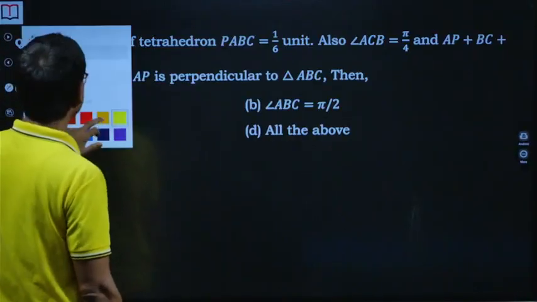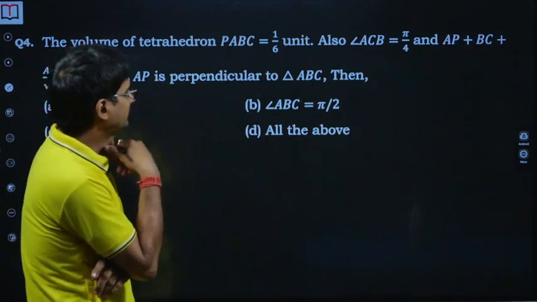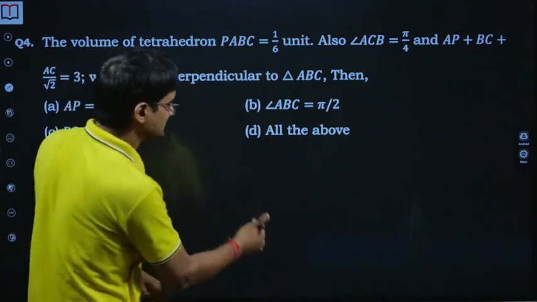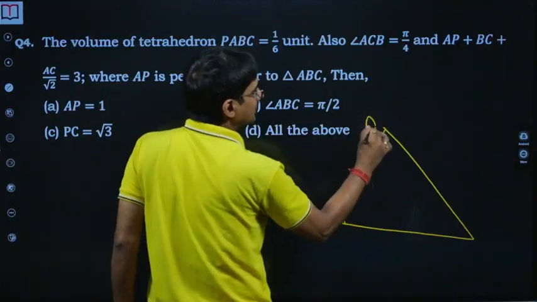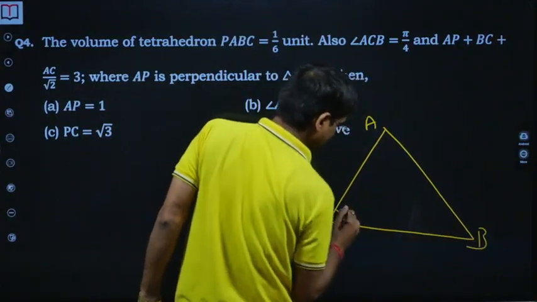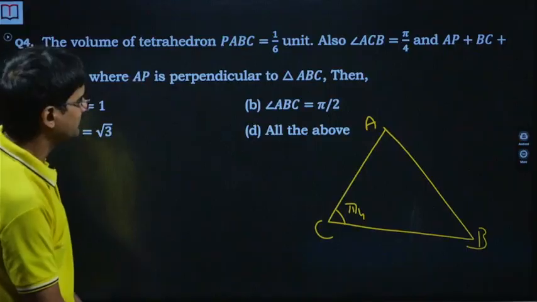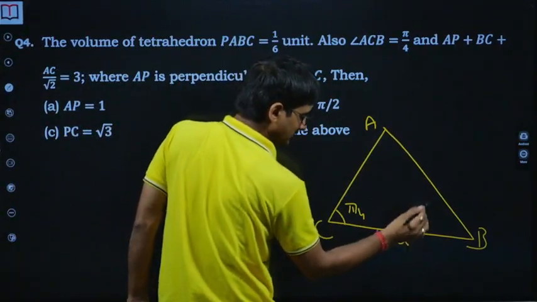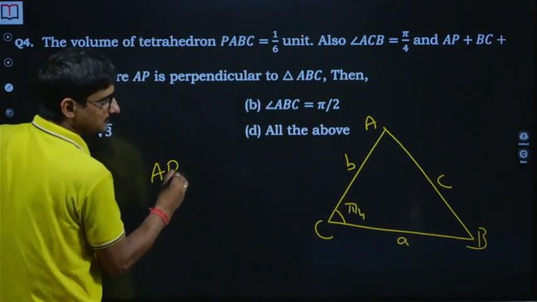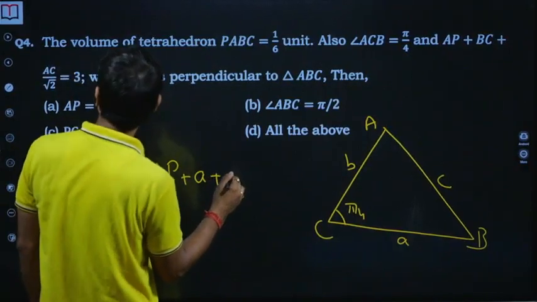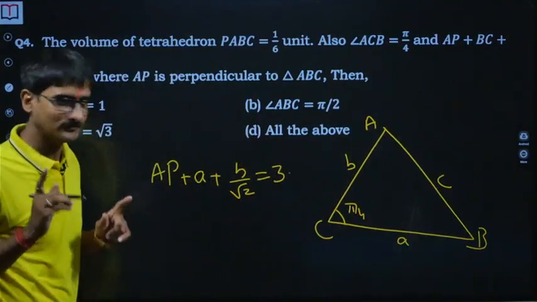So moving quickly to the next one. The fourth one: the volume of tetrahedron PABC is 1 by 6 unit. Also angle ACB is given to be pi by 4. Let me call BC as A, this is C, this is B. So we are given AP plus BC, which is A, plus CB, which is rather AC, B by root 2, is equal to 3.